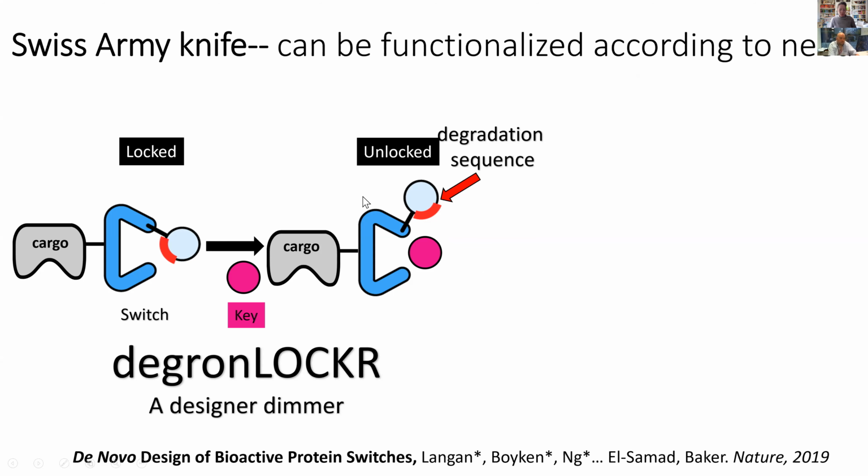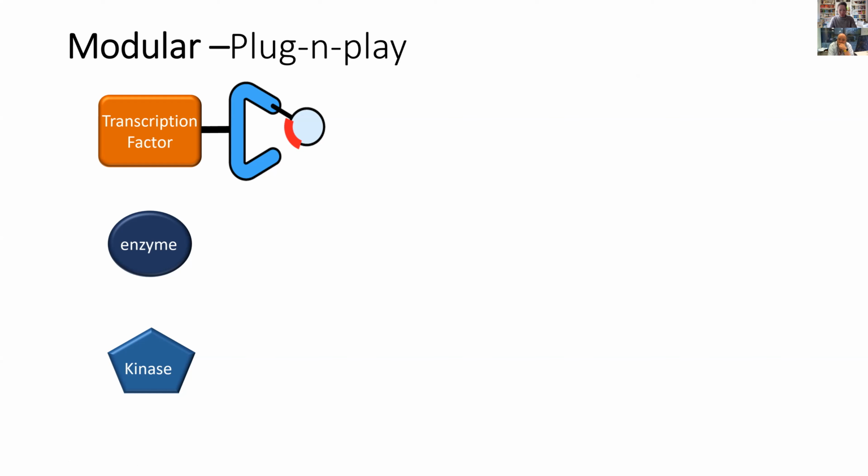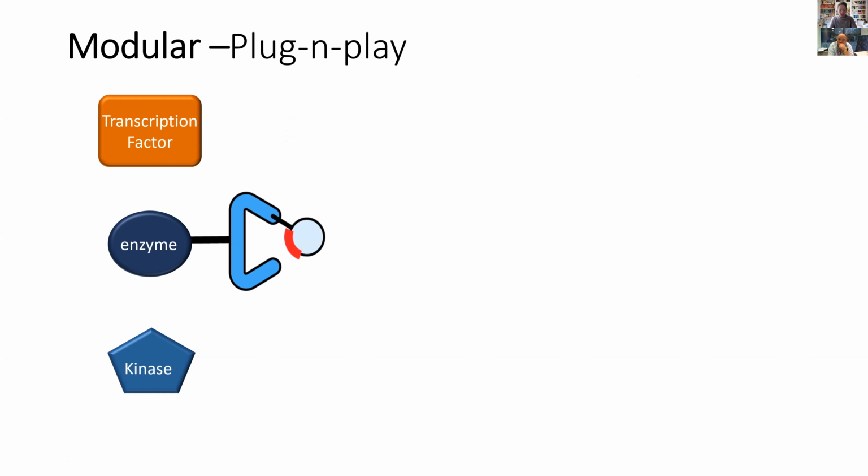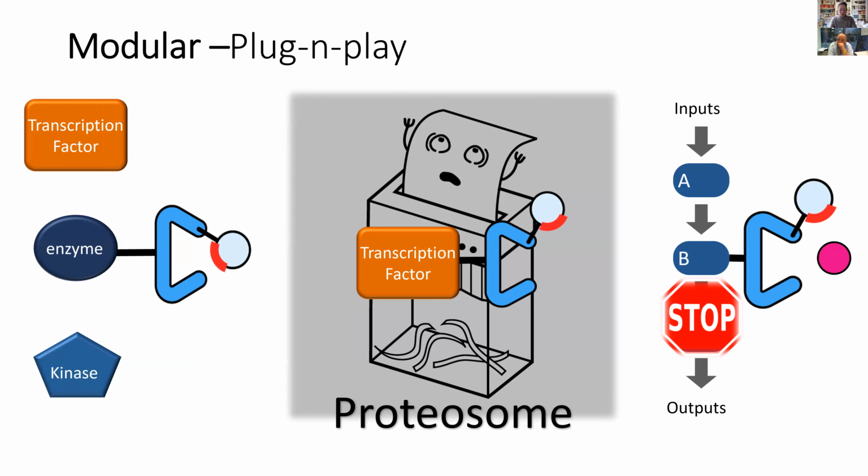Now, this cargo that you can stitch onto the degron locker molecule, or the switch, could be really anything. It could be a transcription factor, it could be an enzyme, it could be a kinase, it could be any biological molecule. And as I said, as this switch is activated, the switch and its appended molecule are degraded. So that leads to regulation. You can imagine how that can lead to regulation of signaling in pathways.